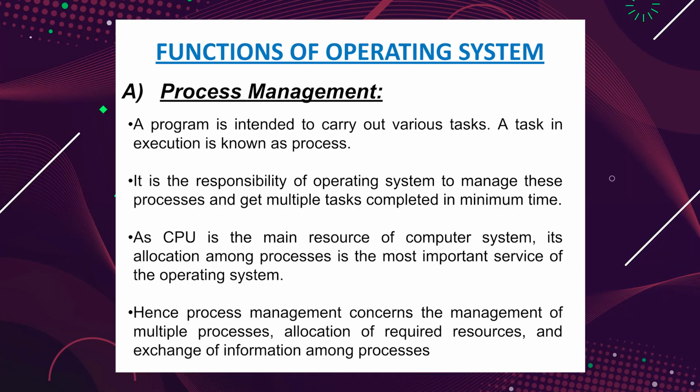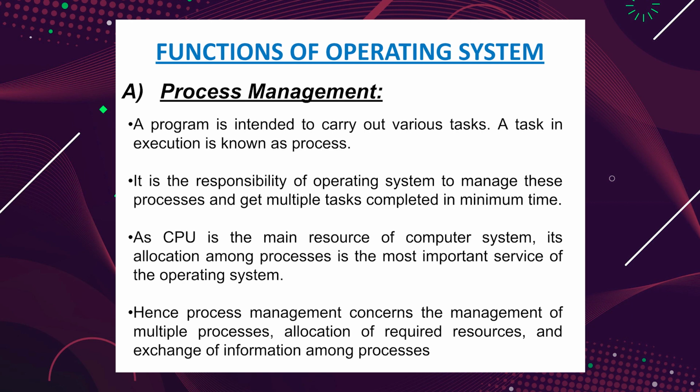First one is process management. While a computer system is operational, different tasks are running simultaneously. A program is intended to carry out various tasks. A task in execution is known as a process. We can activate a system monitor program that provides information about the processes being executed on a computer. In some systems, it can be activated by using the Ctrl Alt Delete keys together on the keyboard.